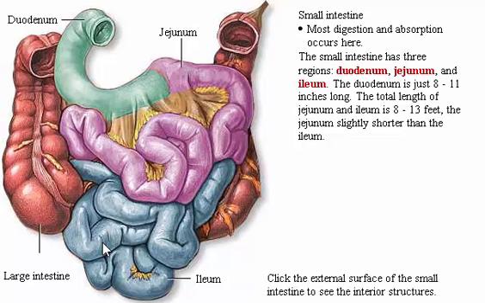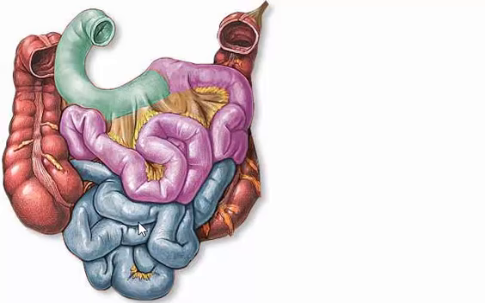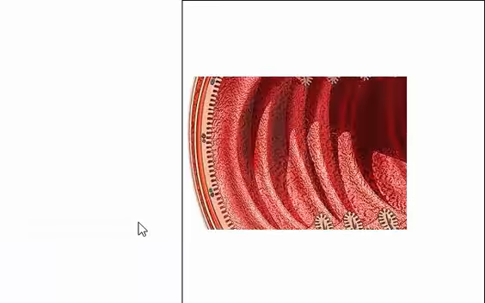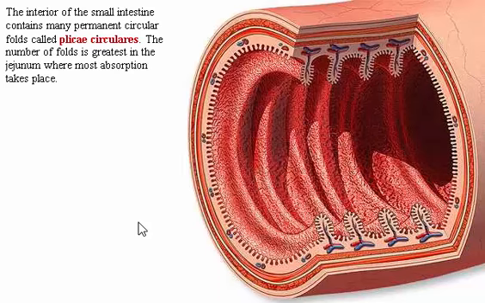Click the external surface of the small intestine to see the interior structures. The interior of the small intestine contains many permanent circular folds called plicae circulares.